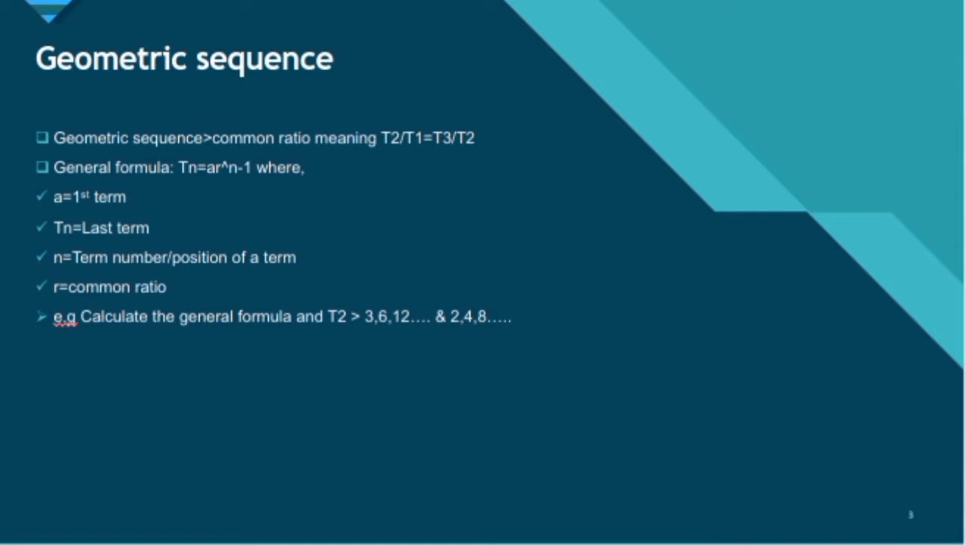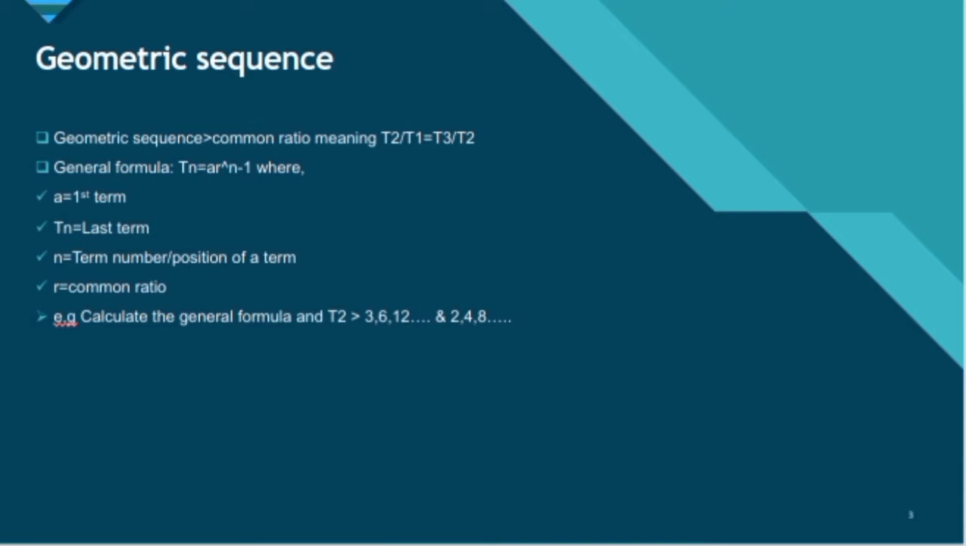To find the general formula of a geometric sequence, Tn is equal to A multiplied by R, which stands for ratio, to the power n minus 1, where A is our first term of the sequence, and Tn is the last term of the sequence. n is the term number, or the position of a term.